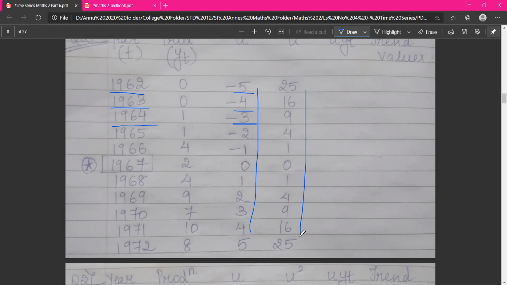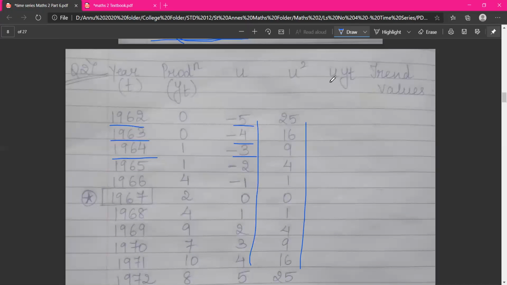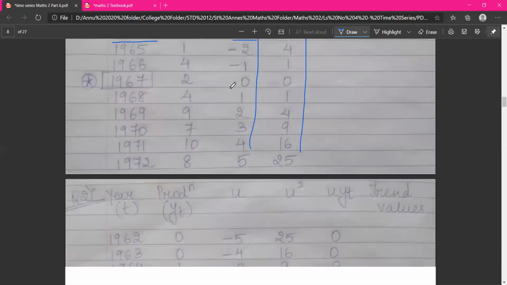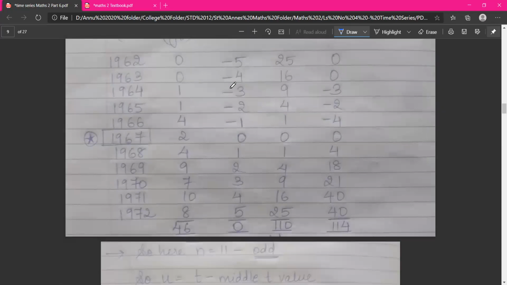Okay. Now after that, the next column says U into YT. So this is your column number U, this is your column number YT. तो दोनों को multiply करना है. So after multiplying, you will get the values somewhat like this. 0 into 5 is 0, 0 into 4 is 0, 1 into minus 3 is minus 3, 1 into minus 2 is minus 2, 4 into minus 1 is minus 4, and so on. Okay class, so I hope it is clear how to prepare the table.